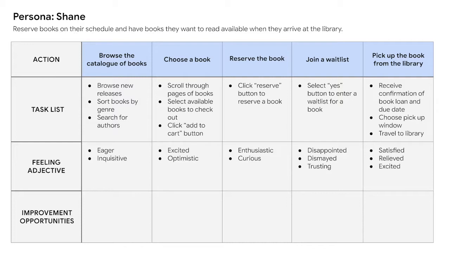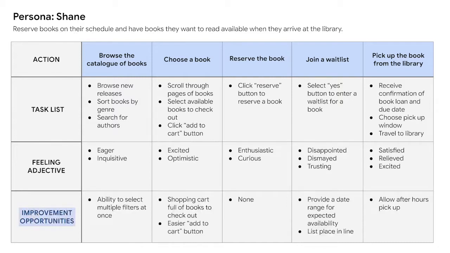Similar to the last step, I've added feelings for each of these actions. And finally, step 4, add improvement opportunities. This is where we'd identify new ideas to improve each action in the user journey. For example, Shane's experience browsing the catalogue of books could be improved with the ability to select multiple filters at once. You can come up with lots of ideas for potential improvements to your design during this step, like I've done here.